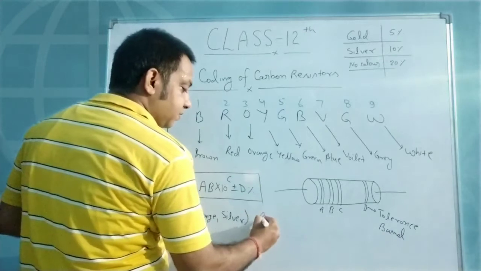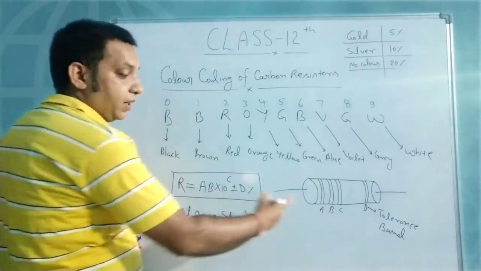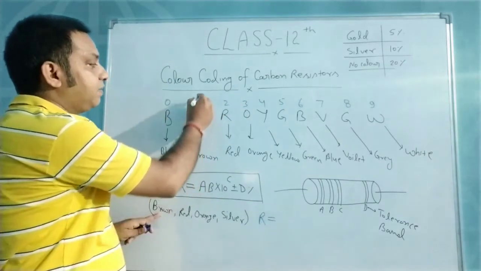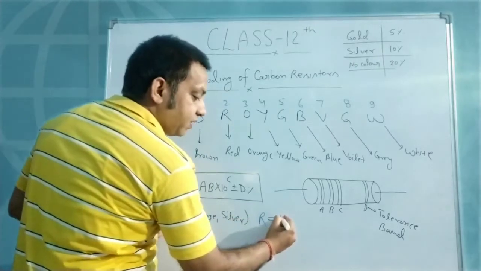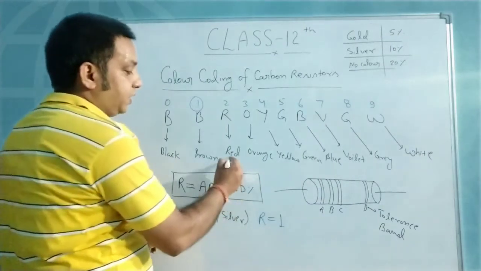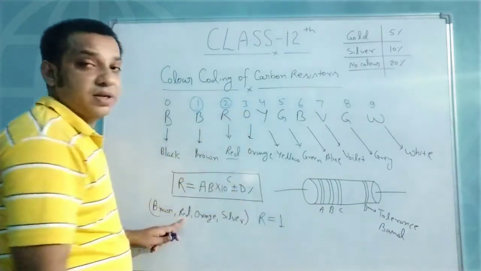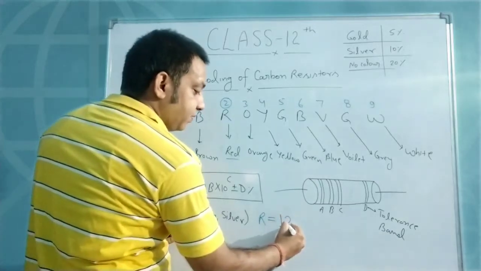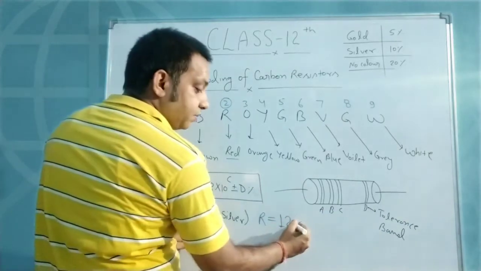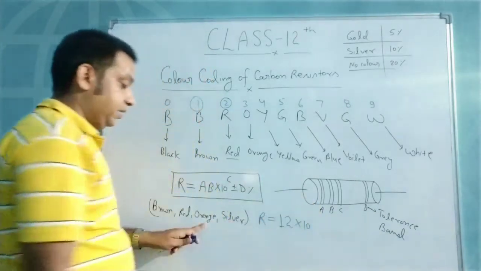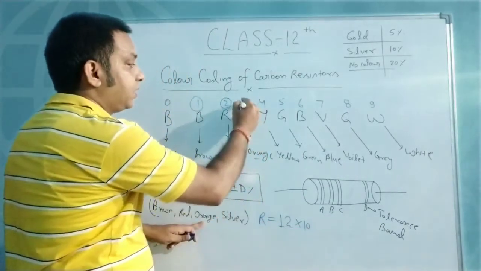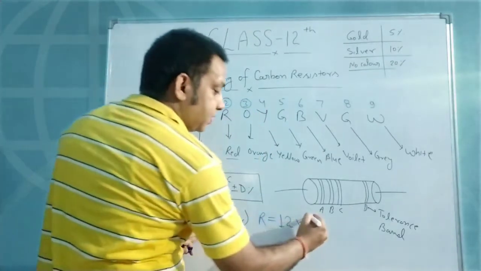So R is equal to the A band. This is the first band. The first band color is brown. What is the value of the brown color? Brown color has the value of 1. So the first significant figure is 1. Clear? The second color is red color. The red color has the value of 2. So the second significant figure is 2. Clear? Third color band: here we multiply by 10 to the power C. What is the color for this C band? Orange color. See the orange? Orange color has the value of 3. So that becomes 10 to the power 3.